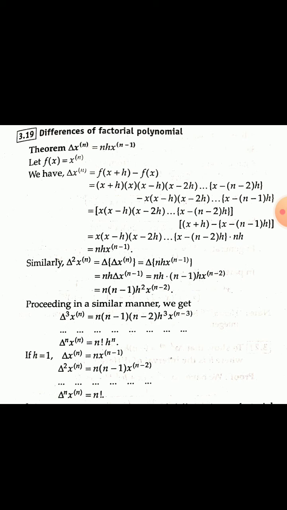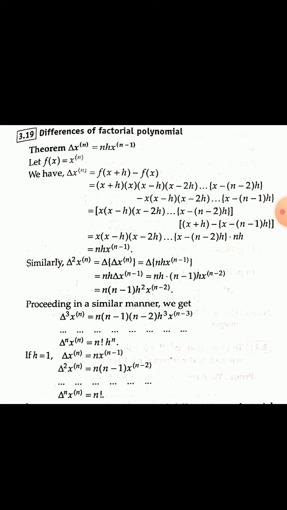So after simplification, we will get (x minus h)(x minus 2h) dot dot dot (x minus (n minus 2)h) into nh, and the terms x minus h, x minus 2h up to x minus (n minus 2)h, by the definition of factorial polynomial, can be written as x^(n-1). So delta x^(n) can be written as nh x^(n-1).